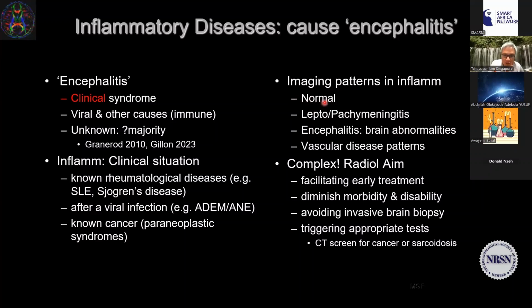One of the most common features is that they are normal. The second common feature is that there can be leptomeningitis contrast enhancement, much more than pachymeningitis. The third pattern is they can have encephalitis, abnormal signals in the brain parenchyma, and finally, vasculitic diseases, particularly primary CNS vasculitis, causing infarction and all kinds of confusing patterns.